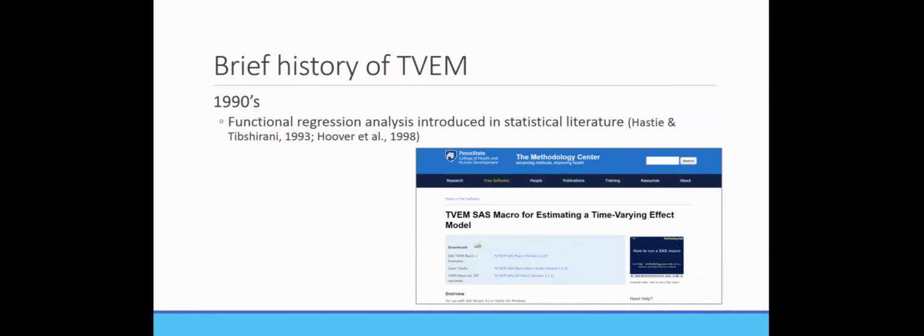But a lot of the fundamental work in this area of TVEM was done in the 1990s by statisticians. It wasn't until 2010 when the Methodology Center released its first SAS macro for estimating time-varying effect models, under the direction of our esteemed colleague Runze Li. And you'll see a picture to the right on your slide of the Methodology Center's software download page for TVEM.